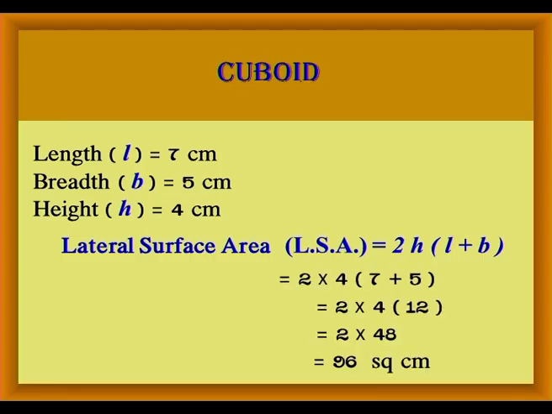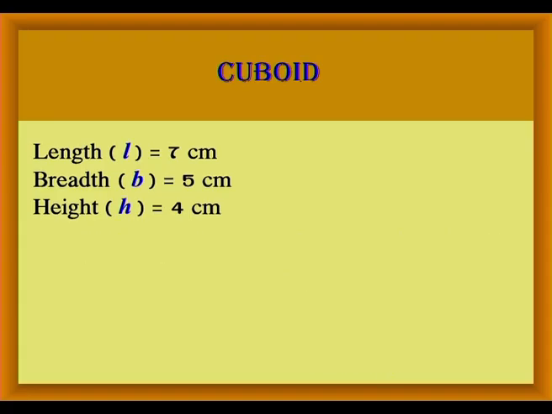So, 2 into height is 4. So, 4 into (L is 7 plus B is 5). So, 2 into 4 into 12. After simplification, we can observe that its lateral surface area is 96 square centimeter. Then how do we find its total surface area? Again, the dimensions are the same. There is no change in the dimensions because we are calculating total surface area for the same cuboid.